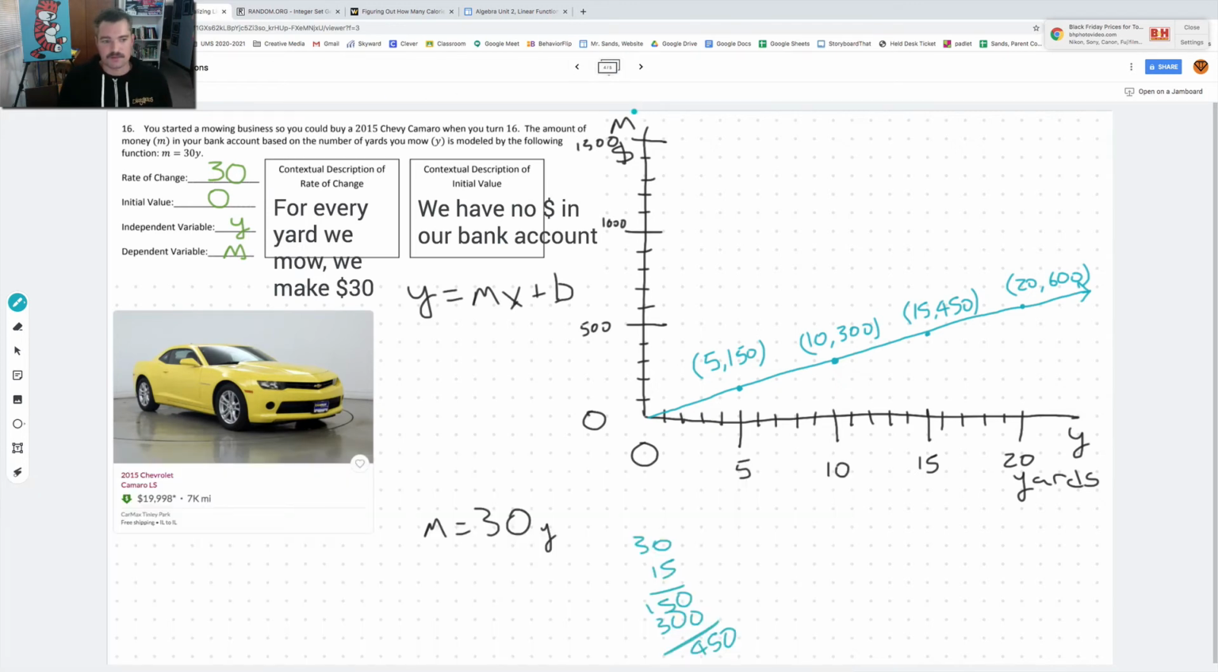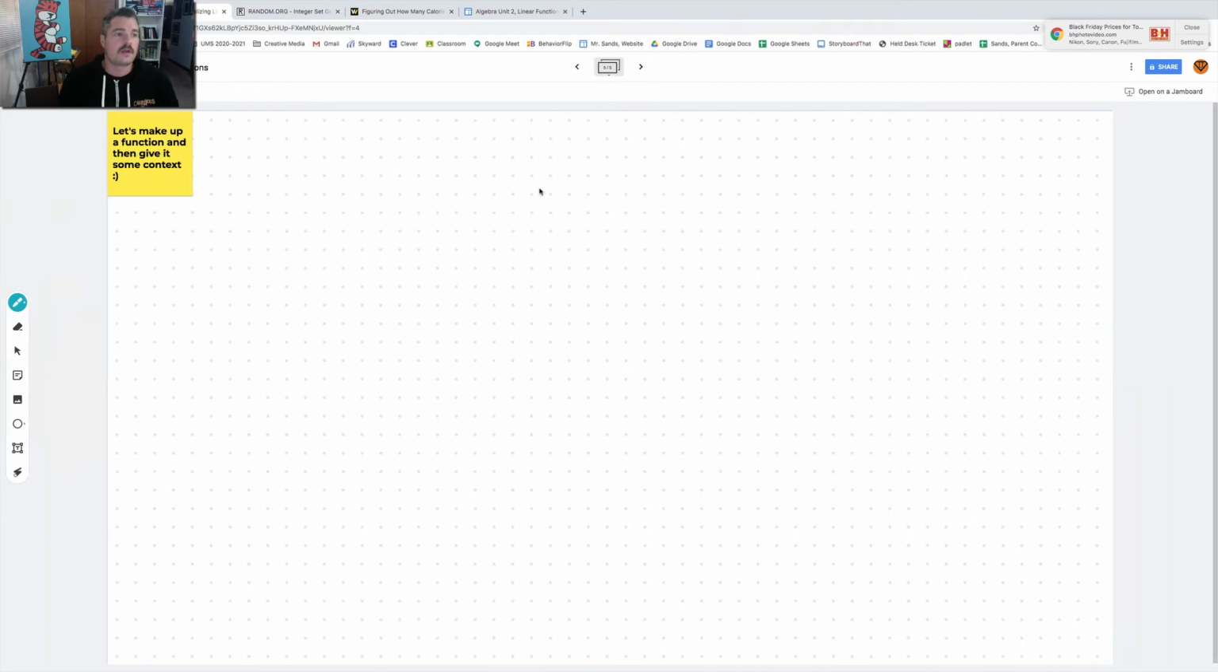But that's how we would solve that problem. They gave us the equation, we figured out the story, and we made a graph here in real time. Pretty cool. And then what I'm asking you guys to do for homework here is make up a function and give it some context.